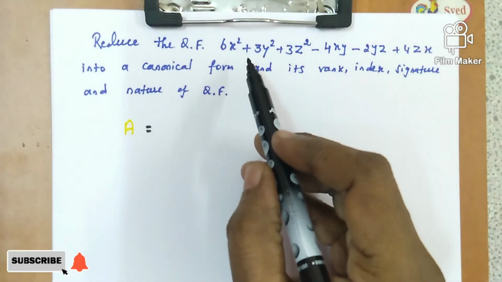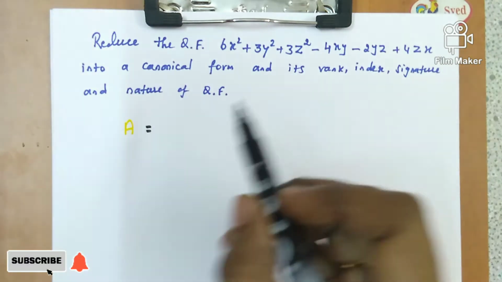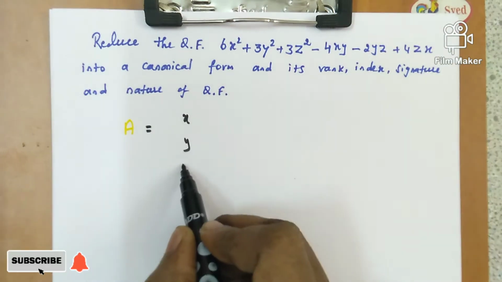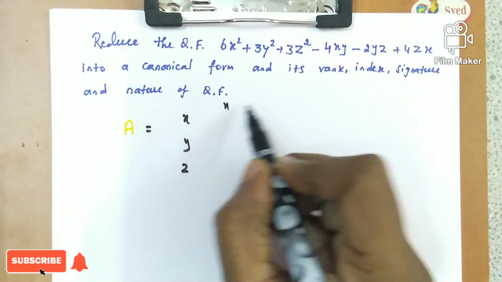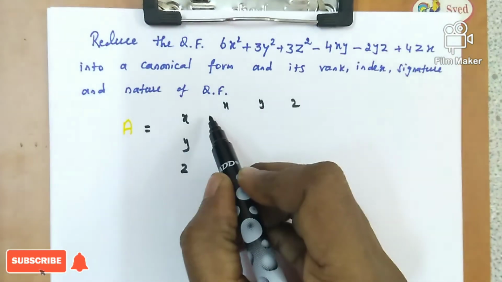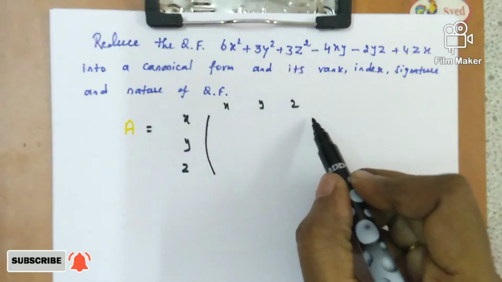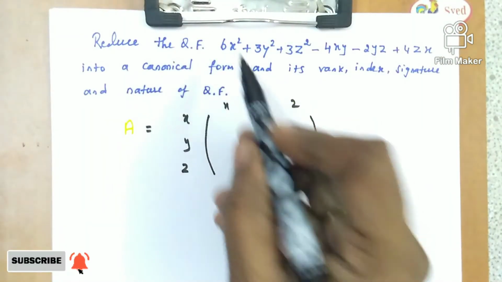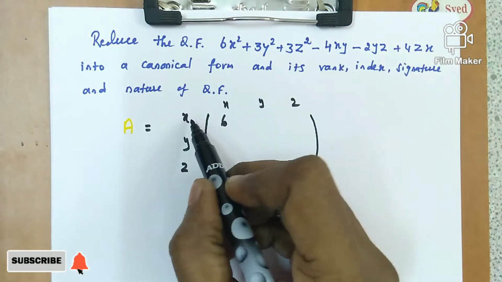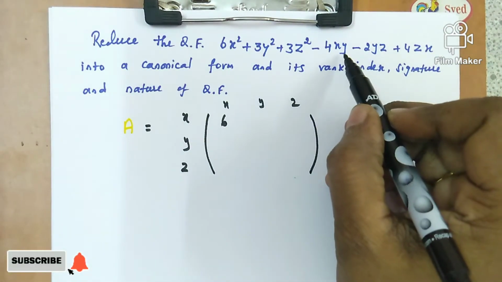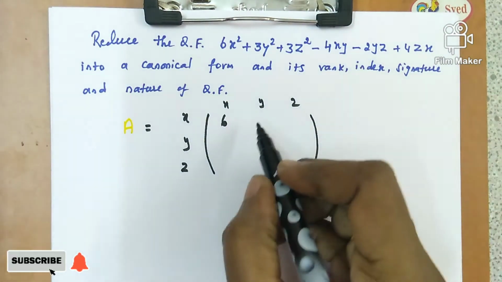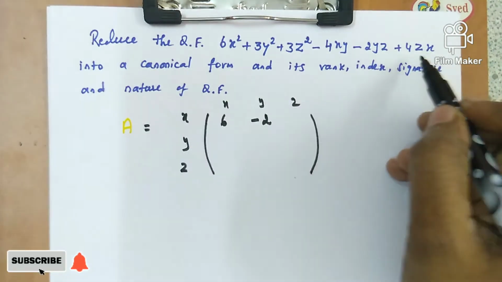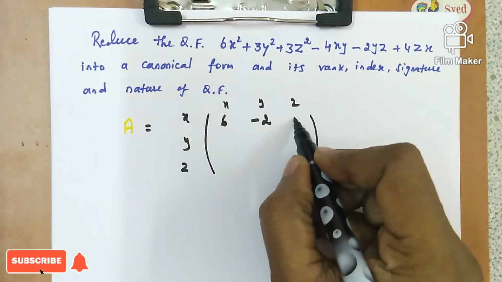Look at the variables. Variables are x, y, z. So to avoid mistakes, we can write x, y, z, and in the row wise also x, y, z. This is not necessary, but still to avoid the mistakes we can write like this. Coefficient of x square is 6. Coefficient of xy, here it is minus 4 by 2, so minus 2. And then coefficient of xz, that is 4 by 2, that is 2.